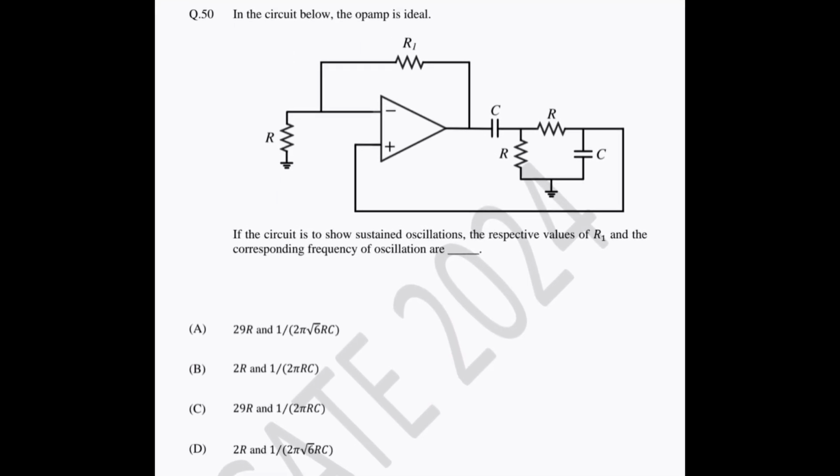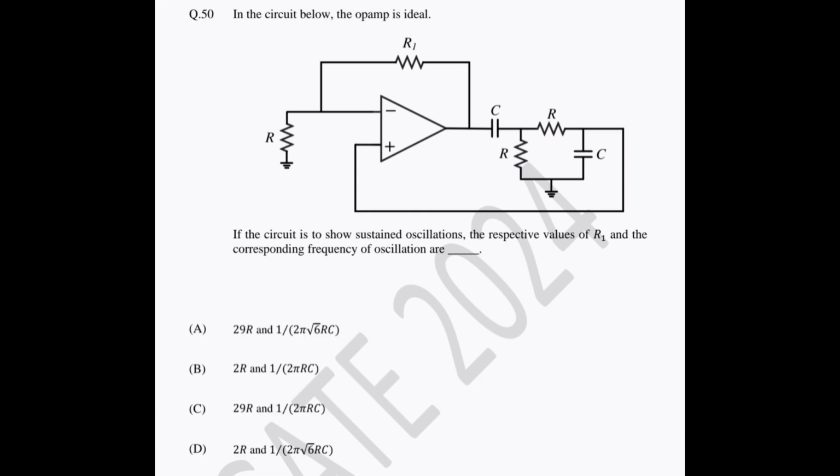Hello everybody. Today there will be a very interesting question on op-amp that was asked in 2024, where you have seen that it has been said that this circuit has both positive feedback and negative feedback, but it is said that the circuit has to show sustained oscillation. So now we have to find out the value of R1 and the corresponding frequency of oscillation.